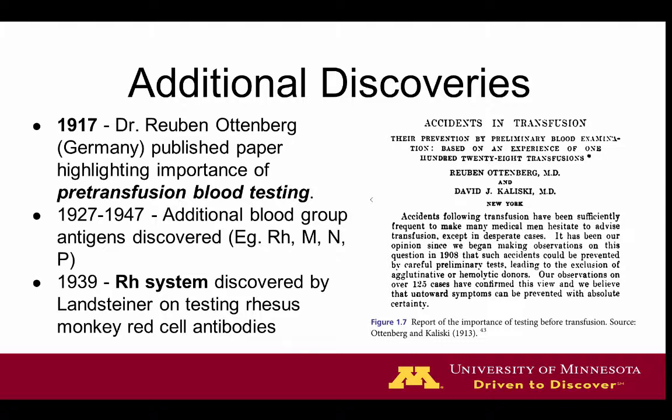So some additional discoveries: in 1917, a physician in Germany highlighted the importance of pre-transfusion blood testing. If you're able to get the blood group of the patient beforehand, you can more narrowly navigate and direct treatment outcomes as well. And over the next few decades, additional blood groups were discovered. Importantly, in 1939, Dr. Landsteiner, who discovered the ABO blood system, also did work in discovering the RH system, which is named after the rhesus monkey that he collected blood and sera from.